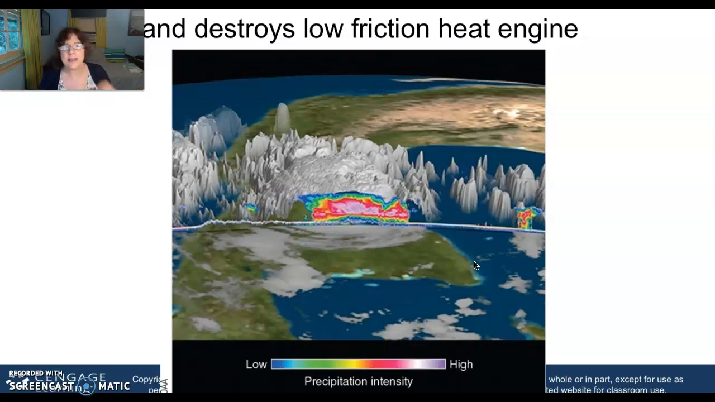When this heat engine is removed from its watery area, its watery fuel source, it's dead. And in fact, this is an infrared image of how land destroys this low friction heat engine. Once it moves onto land, all of that stratospheric build just collapses because the heat engine is gone and there is no upper level support. So that's what land does to a hurricane. But if you are in the area along the coast that is still fed by the hurricane in the ocean, you get the worst part of the storm. Let's go to some more soon.